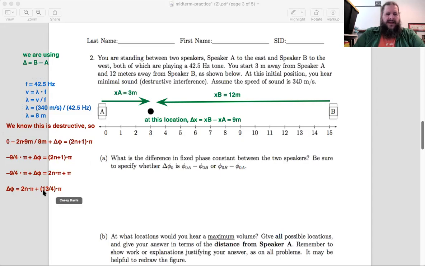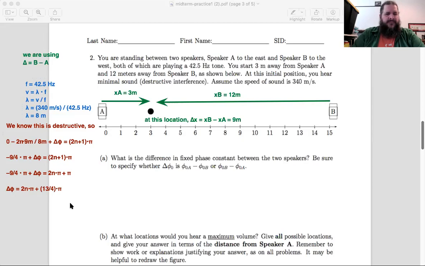And then we have 13/4 pi plus any even number times pi. So we could use any even number we want here. Any even number will work, but it's usually a good idea to make delta phi as close to 0 as possible, positive and close to 0, if possible. I mean, it should always be possible, but you want to make it close to 0 to make the number easier to work with. So what even multiple of pi would lead to this being close to 0?